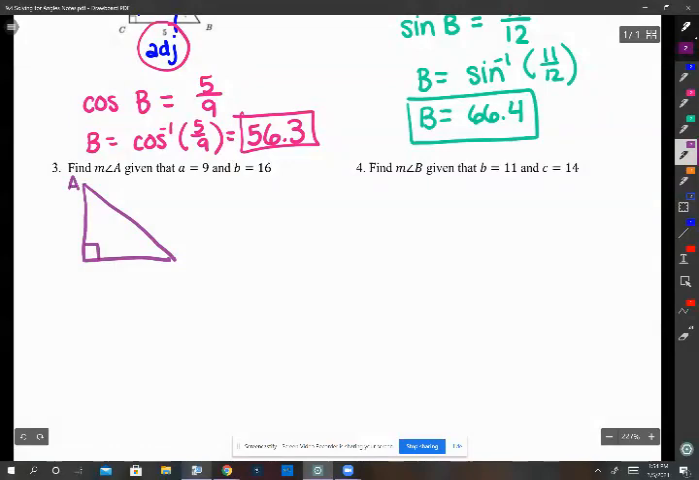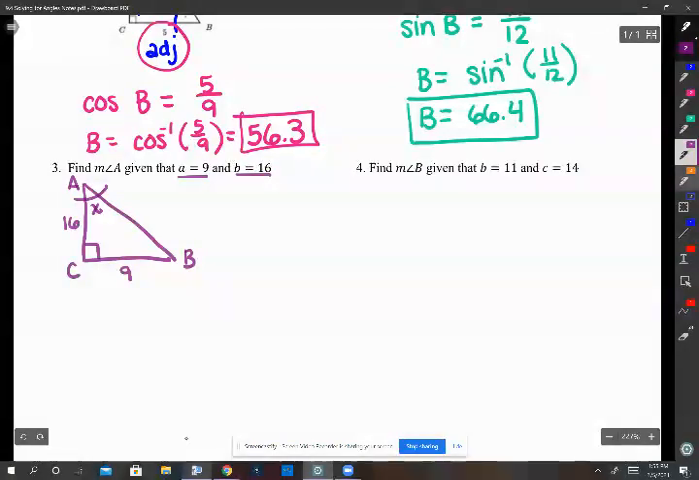And if I call this A and this B, this is always C, remember? And so angle A is the part that we're looking for. And it says given that side A is 9. So remember, the side is opposite of the big letter. So little a is going to be opposite of angle A. So this side is 9. And then B, being 16, is going to be opposite of big B. So that will be this side.